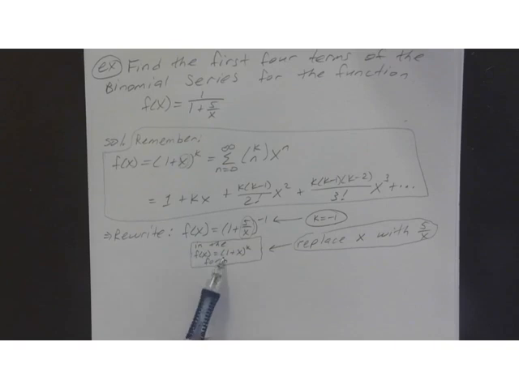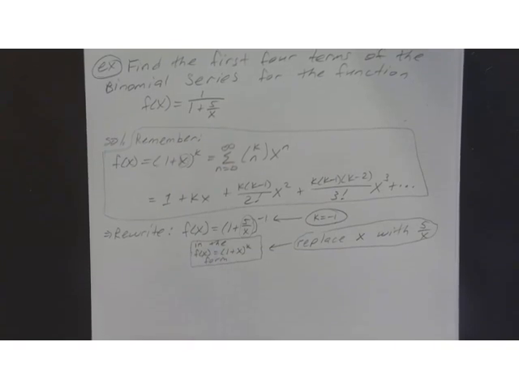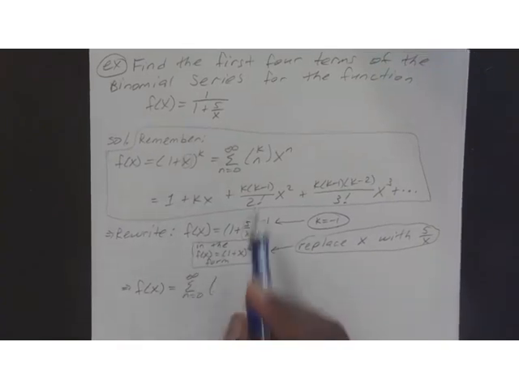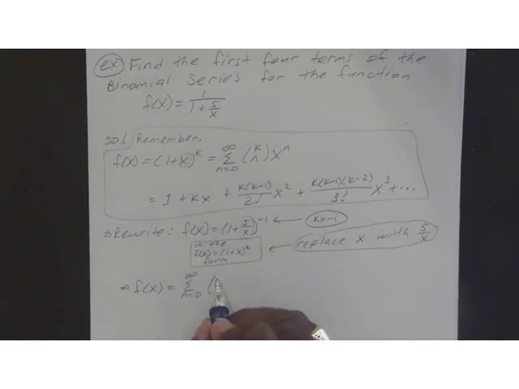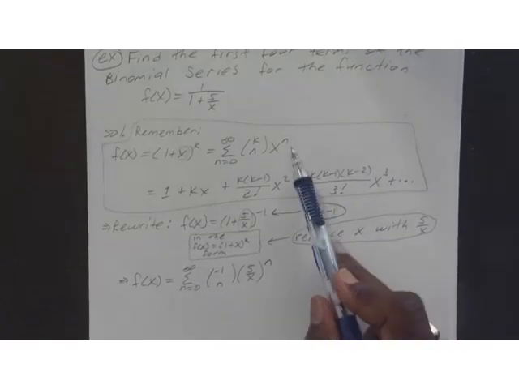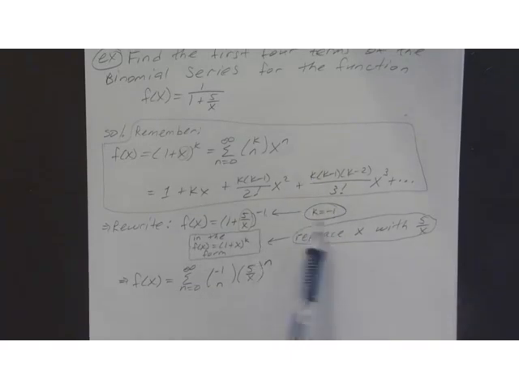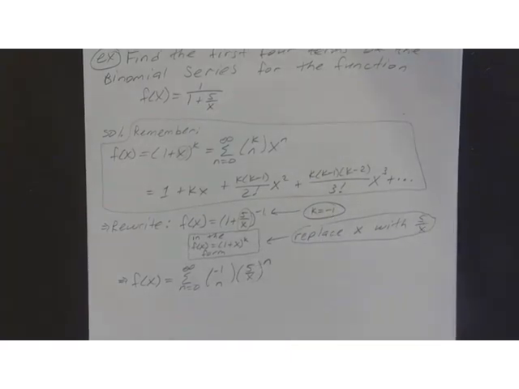So if we saw this in the more traditional form, then we could just say that our f of x is equal to the sum from n equals 0 to infinity. Since k is equal to negative 1, we're just going to put negative 1 choose n, and that x, we're going to make it 5 over x to the power of n. So all we did was take our traditional form, replace k with negative 1 and x with 5 over x.